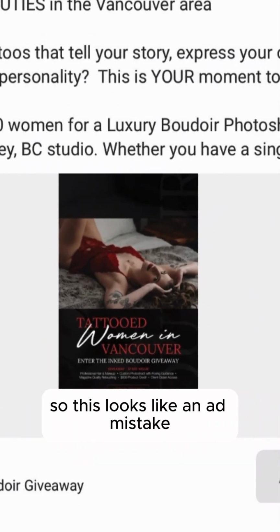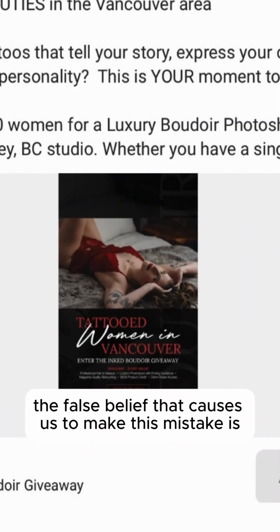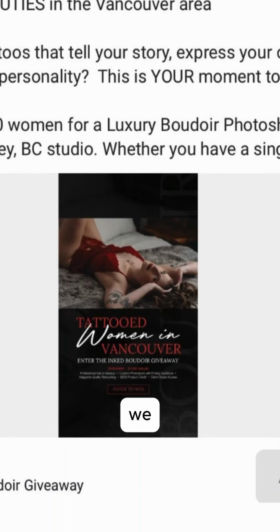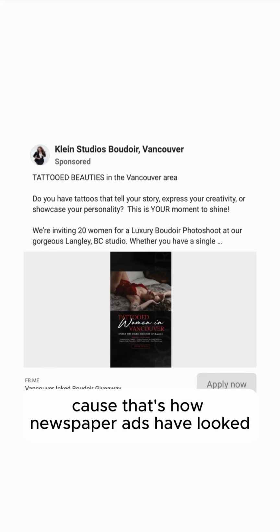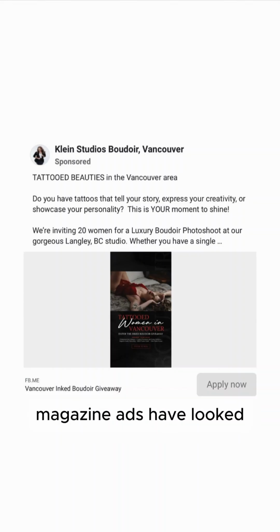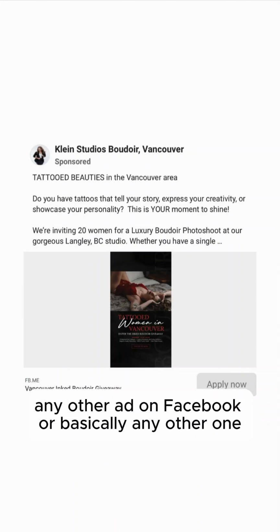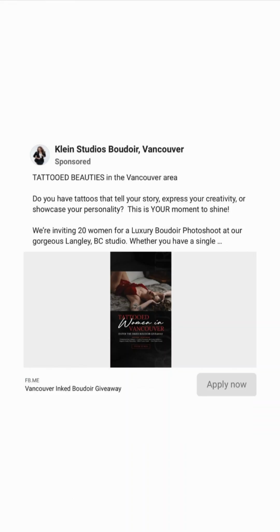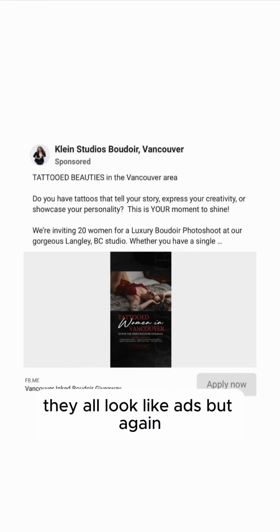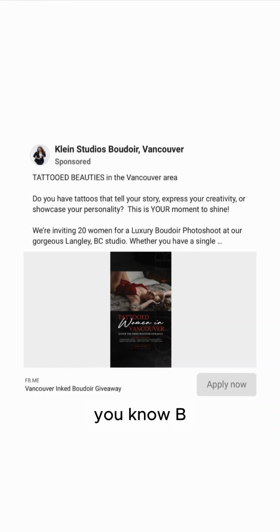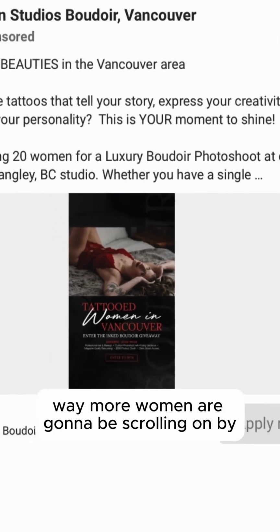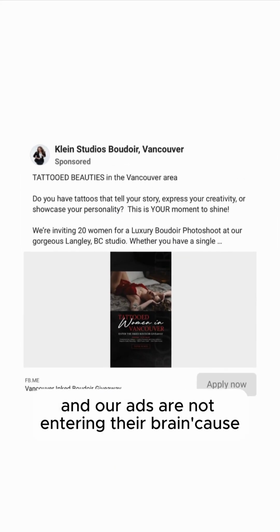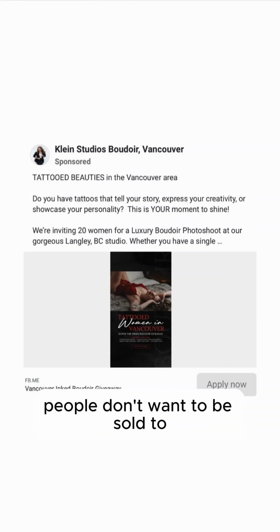Creative. All right, the creative looks like an ad, so it looks like an ad mistake. The false belief that caused us to make this mistake is we believe our ad should look like ads because that's how newspaper ads have looked, magazine ads have looked, TV commercials have looked, and any other Boudoir Facebook ad on Facebook. They all look like ads. But again, BLCS is the most common thing I'm seeing. It's because everyone's making these same mistakes. So the consequence of this, way more women are going to be scrolling on by, and our ad's not entering their brain because people don't want to be sold to.